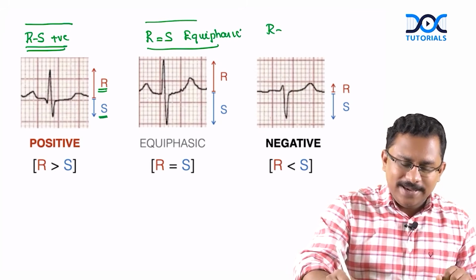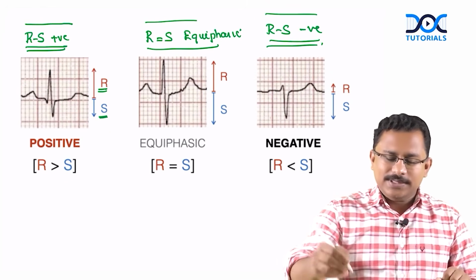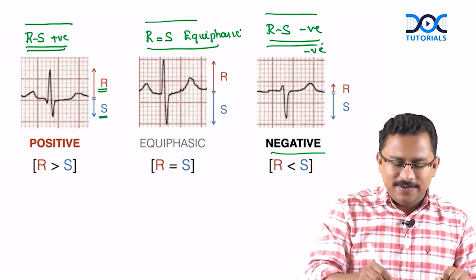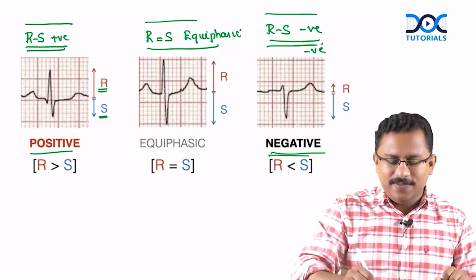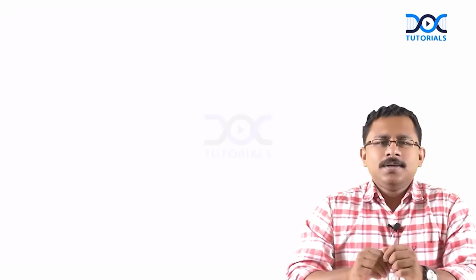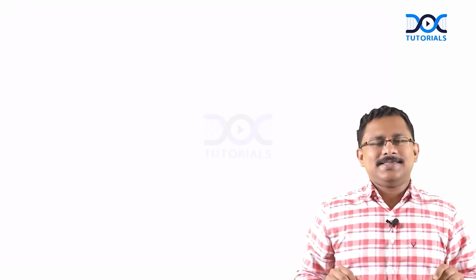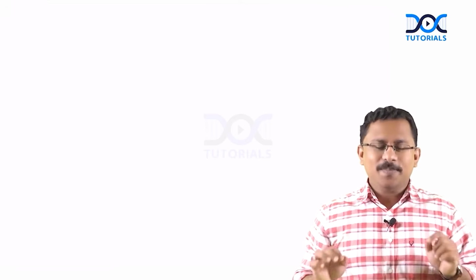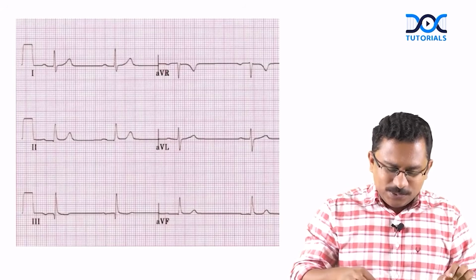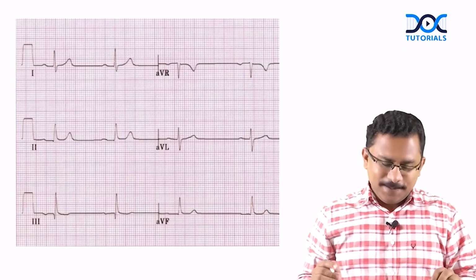Whereas when the R minus S is negative, you say that there is a negative deflection. So: positive deflection, negative deflection, and equiphasic deflections. Alright, now I will teach you how to calculate the axis based on the quadrant method. I will be teaching you with examples so that it is very clear. So we are going to go for the quadrant method.